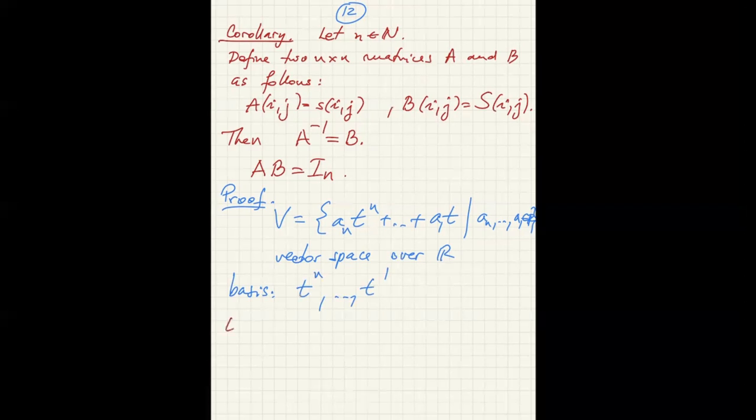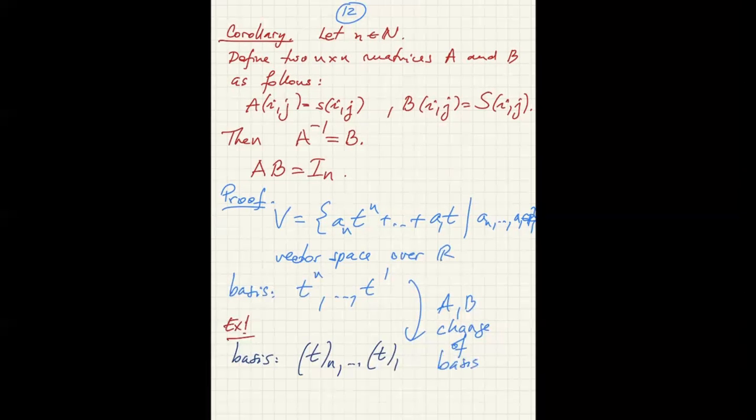But there is another basis, I'll leave it to you as an exercise. There is another basis of these falling factorials, t falling factorial n all the way to t falling factorial 1. And the matrices A and B are the matrices obtained when you change bases from the basis of t to the n all the way to t to the 1 to this falling factorial and backwards. And you know from linear algebra that when you change bases, the matrices multiply. So if you change bases twice in this situation, you'll get that A and B are inverses of each other.